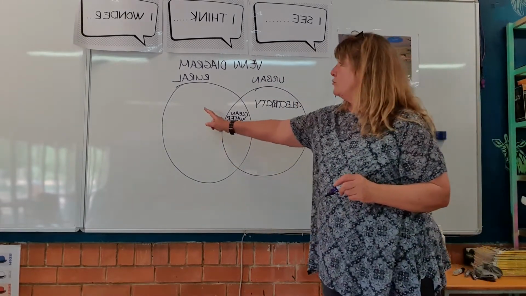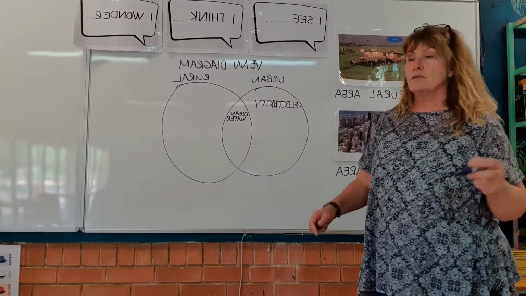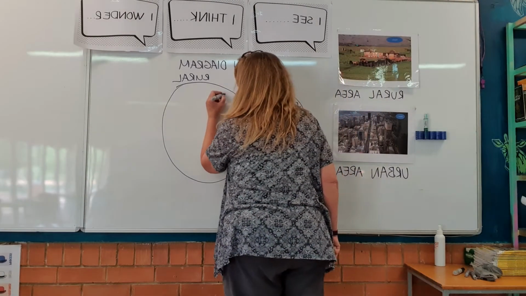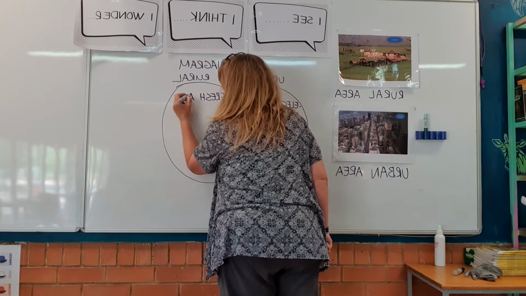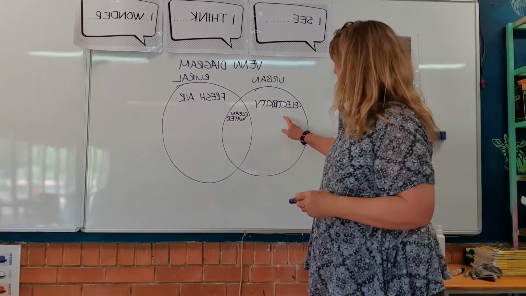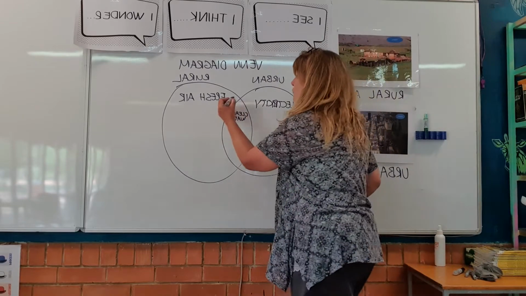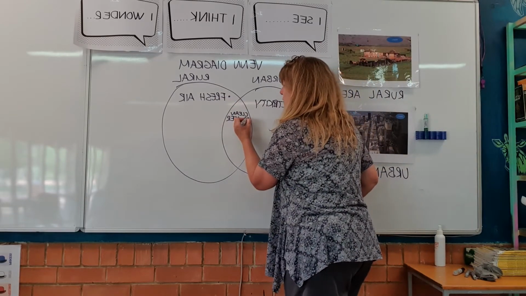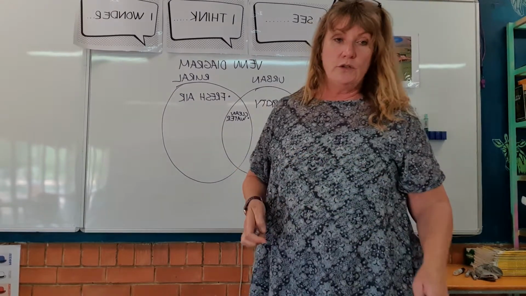Okay, what happens in a rural area that doesn't happen in an urban area? Yes, fresh air. Okay, so I want you to list the things that only happen in urban areas, things that only happen in rural areas, and then the things that happen in both of the areas. That's what we're going to do.